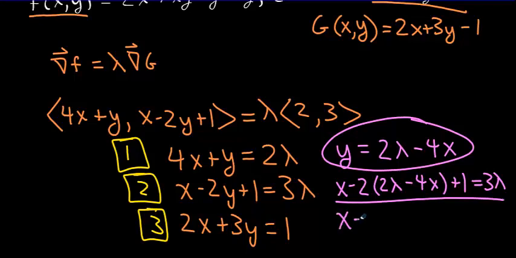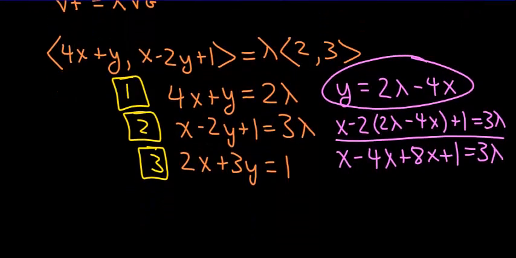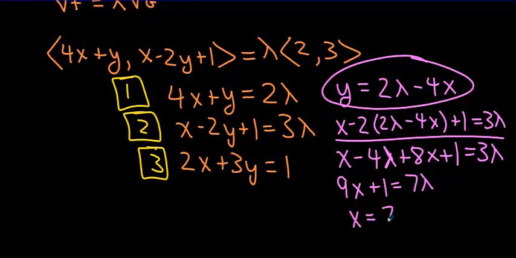Now, here's what I have. I have x minus 4 lambda plus 8x plus 1 equals 3 lambda, of course. And I just keep working with this now. So this looks like an x here, but it's a lambda. Let me make that a little more clear. So now I've got 9x plus 1 equals 7 lambda. I just brought the 4 over. Now if I subtract the 1, I get that x is equal to 7 over 9 lambda minus 1/9.